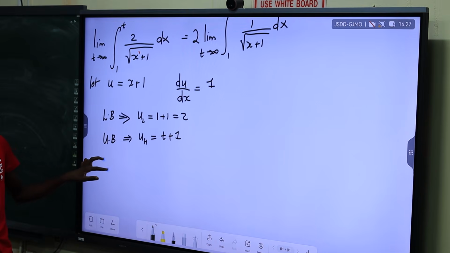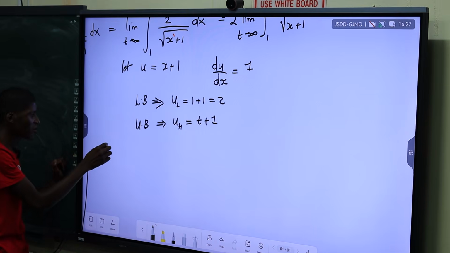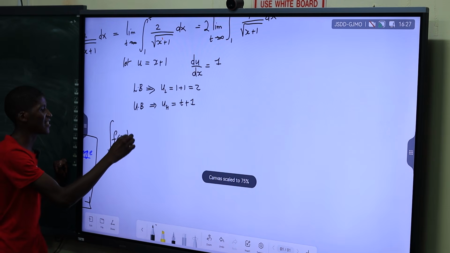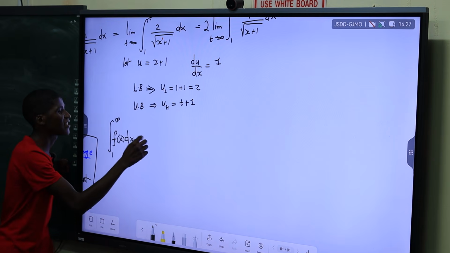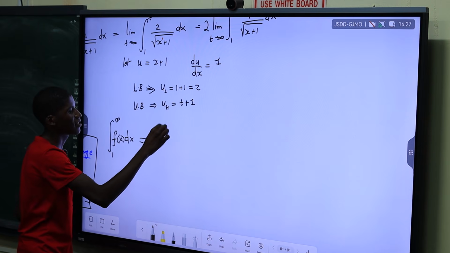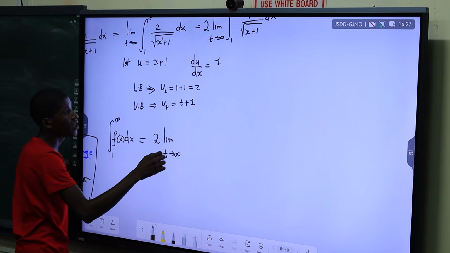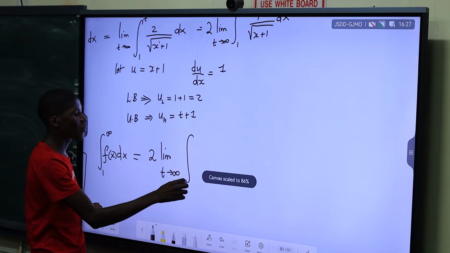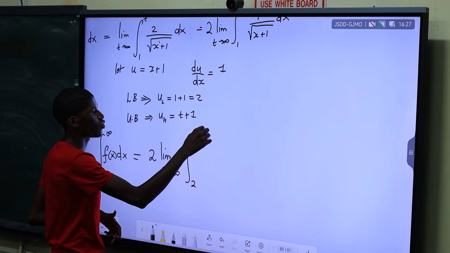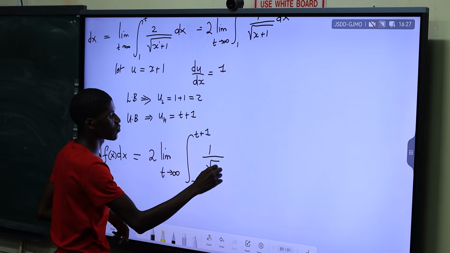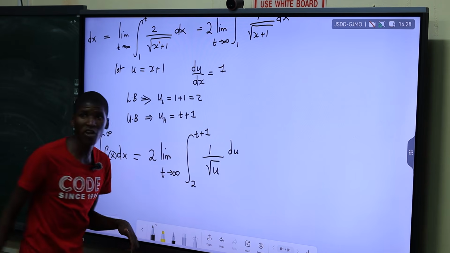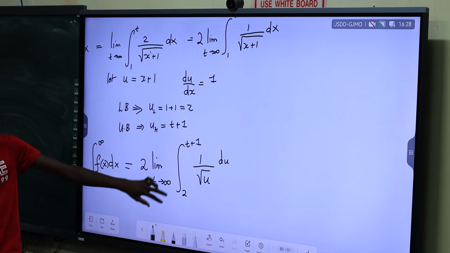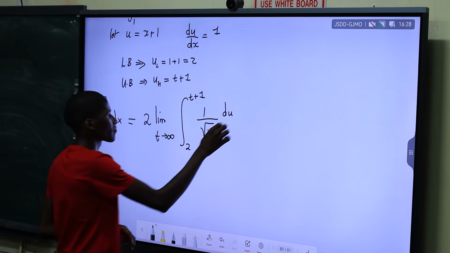Now let's remake our integral. The integral of f of x dx from 1 to infinity is given by 2 times the limit as t goes to infinity of the integral, with 2 at the bottom and t plus 1 on top, of 1 over the square root of u du. Do you see that? Yeah, u substitution is now easy guys. You are former calculus 2 students. Now, let's evaluate our integral.